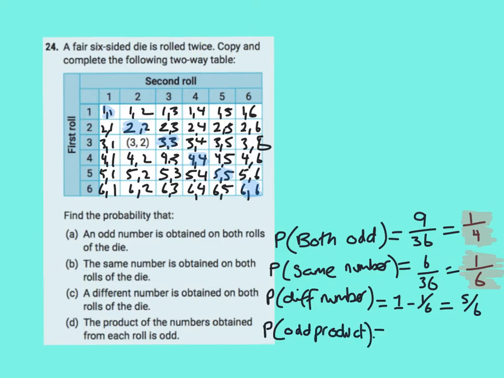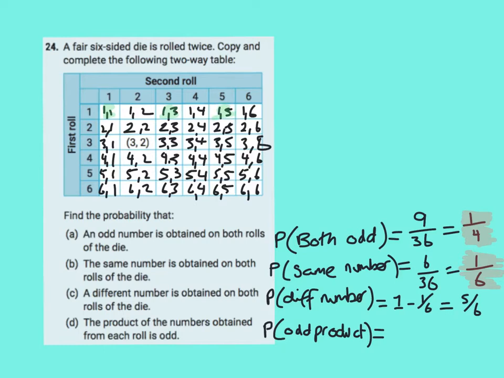Now, for those of you who may not have known what product means, multiplied. So when the numbers are multiplied, I'm going to get odd numbers. So what I'm going to do is use my two-way table to help me figure out which ones. So I have 1 by 1 is 1, that's odd. 1 by 3 is 3. 1 by 5 is 5.